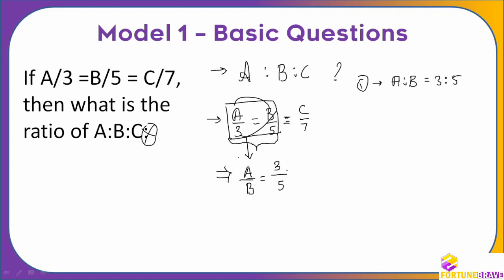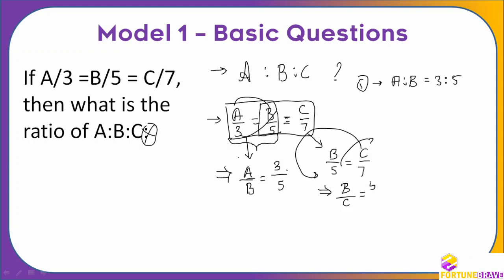Now I'll take B and C. A is to B I have already found out, and now we'll take B is to C. So B upon 5 is equal to C upon 7, which implies that C will come this side and 5 will go that side. So it will become B upon C is equal to 5 upon 7. So I get the second one: B is to C is equal to 5 upon 7.